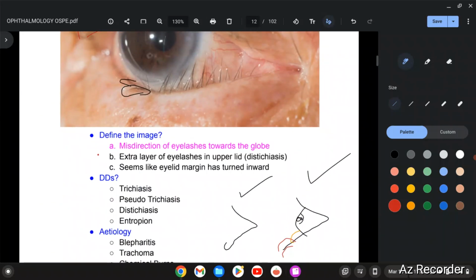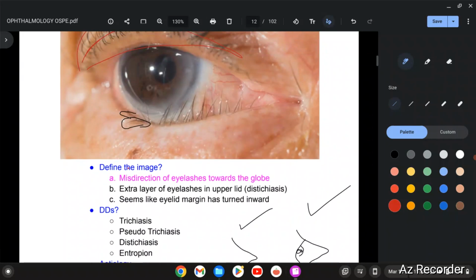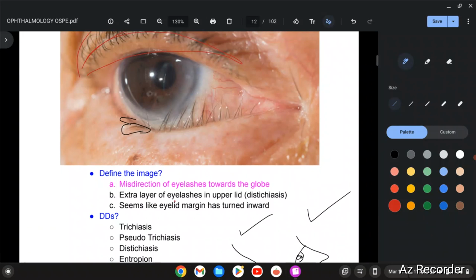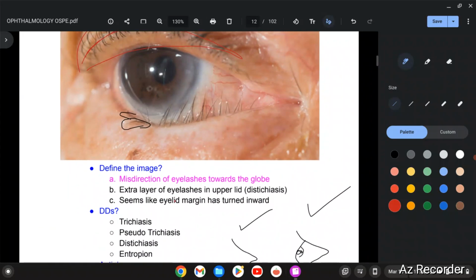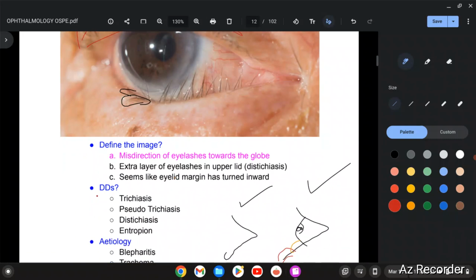Okay. Let's read the text together. So in this picture, there's misdirection of eyelashes towards the globe. There's an extra layer of eyelashes in the upper eyelid that is known as distichiasis. And it seems like the eyelid margin has turned inward. So yeah, but this can also be trichiasis, okay? This can also be entropion. But on the first differential, I will say trichiasis because these two lashes are actually pointing normally.